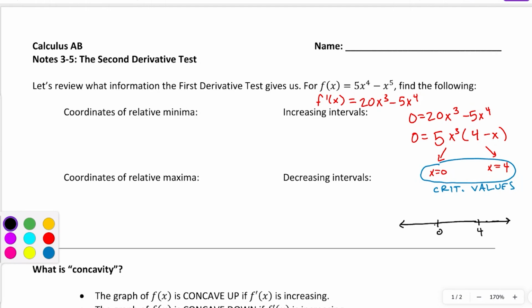And if we have a sign change, if it goes from negative to positive or positive to negative, that's where we have an extreme. And depending on which way it goes, will tell us if it's a max or a min. If the sign doesn't change, then although we do have a horizontal tangent line, there will not be a local extreme value.